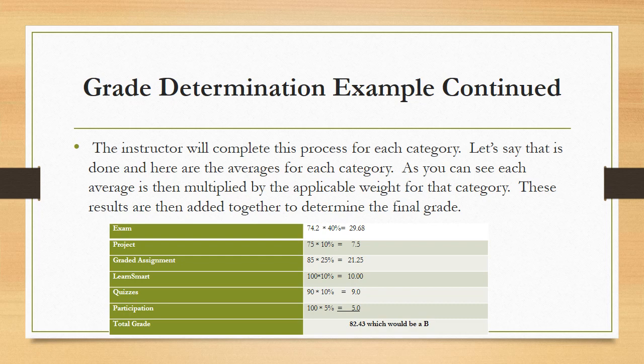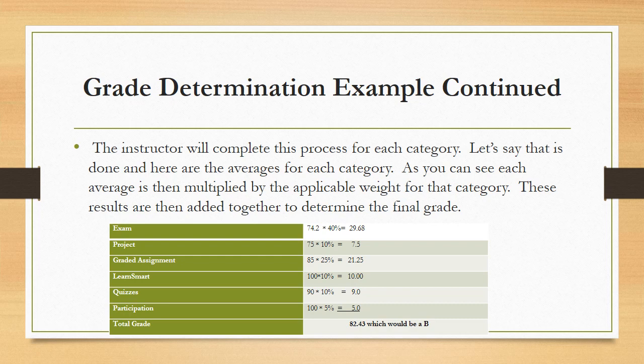Let's say a person got a 75 on their project. Well, there's only one assignment in there, so that's their grade. Multiply that by 10%, 7.5. Let's say the student's average on all their graded assignments, so I added each graded assignment, that's the problems, final score for each chapter up, divided by the total number of graded assignments, and I got an 85. 85 times 25%, the student's weighted average for that category, 21.25.